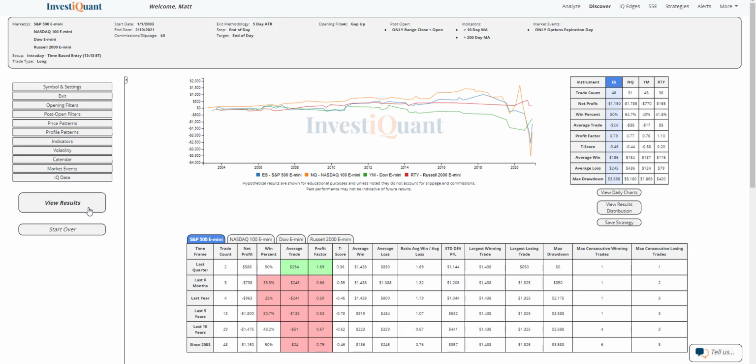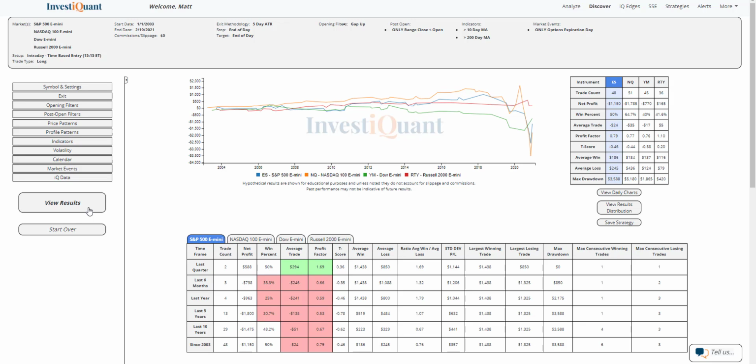So this pattern has 48 samples in the S&P dating back to 2003. It's got 51 in the NASDAQ, the Dow 45, the Russell 36. And if we look at the win rates on these, they are a little mixed. So the ES, which is the S&P 500 futures contract, is dead even, 50-50.